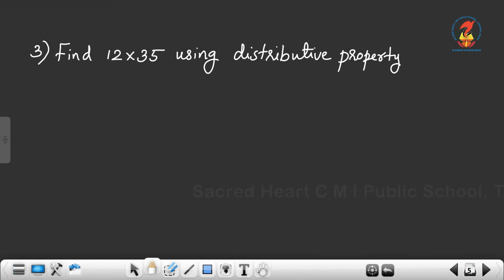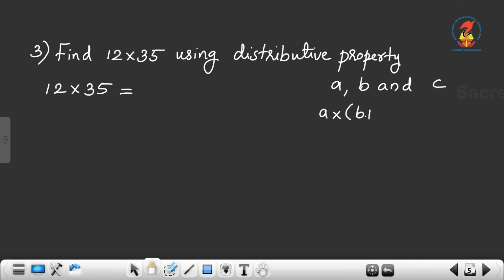Next question. Find 12 into 35 using the distributive property. Here also we have to use the distributive property. So, 12 into 35. We need three whole numbers. If A, B and C are three whole numbers, then A into B plus C is equal to A into B plus A into C. So, this is the distributive property. Here we have only two whole numbers, so any one of the whole numbers you have to split.